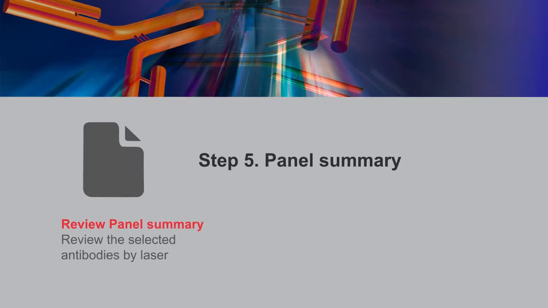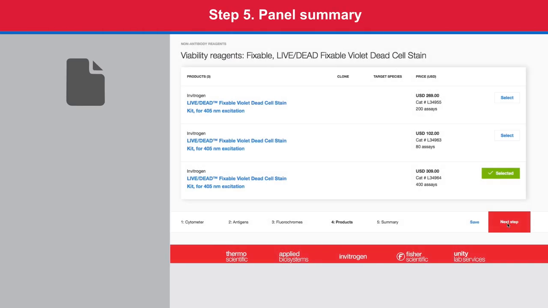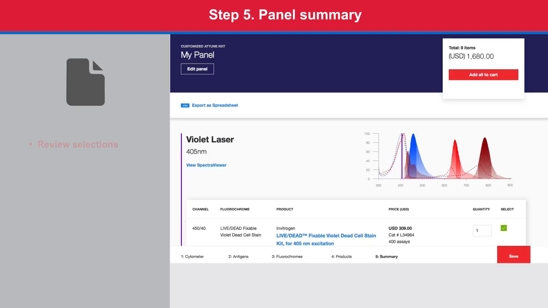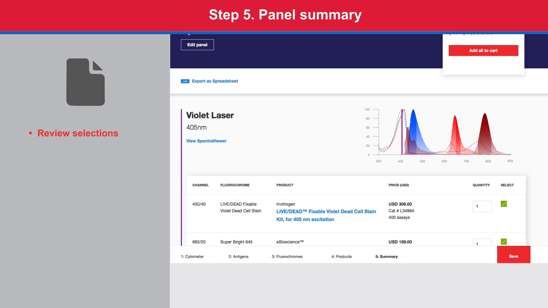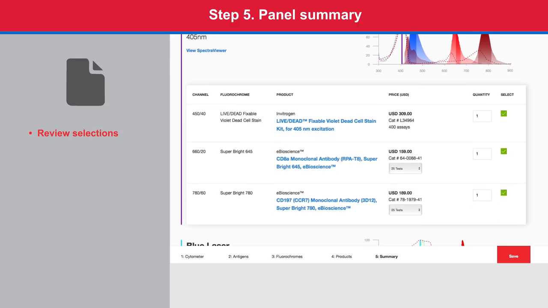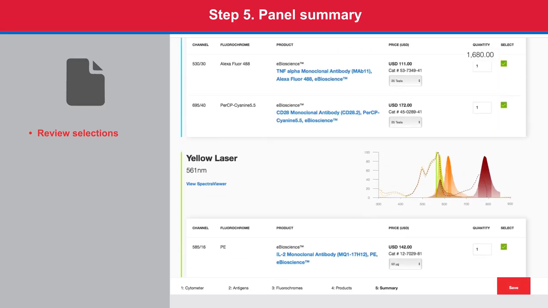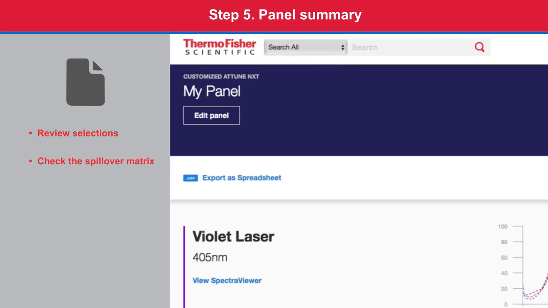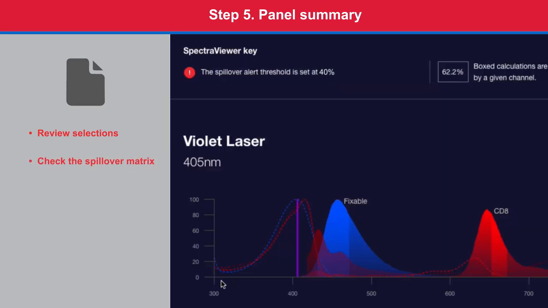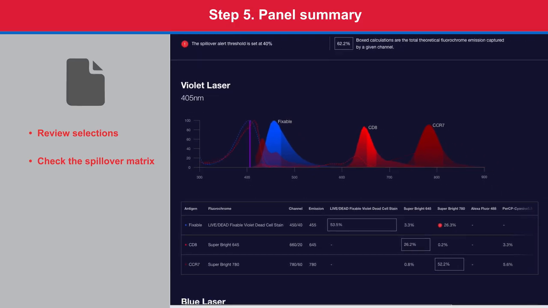Step 5. Panel Summary. After completing product selection, Step 5 allows you to review all of your selected antibodies per laser type and the resulting excitation spectra to be captured by the filter sets of your cytometer. Want to review the spillover matrix? Simply click the SpectraViewer button to see the matrix. Note that the spillover alert threshold has been set to 40%.